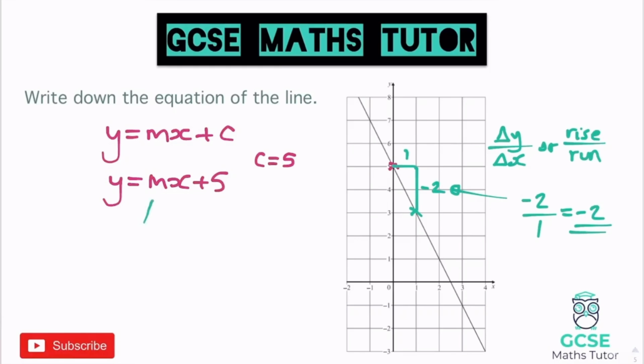So all I've got to do is put negative 2 in place of m, and we get y equals minus 2x plus 5. Obviously thinking about that last question that we looked at, you could actually write that as 5 minus 2x, but you can write it in either way. It's absolutely fine to do so.